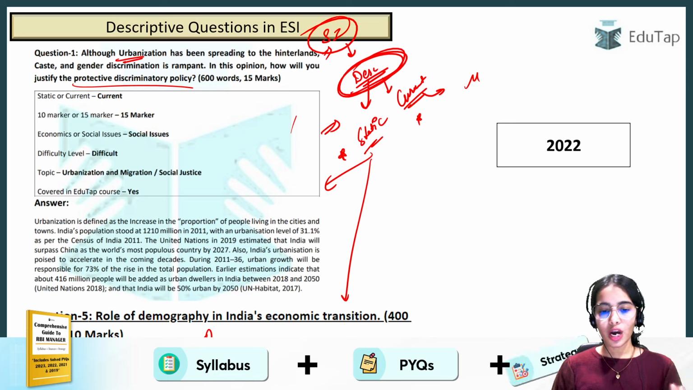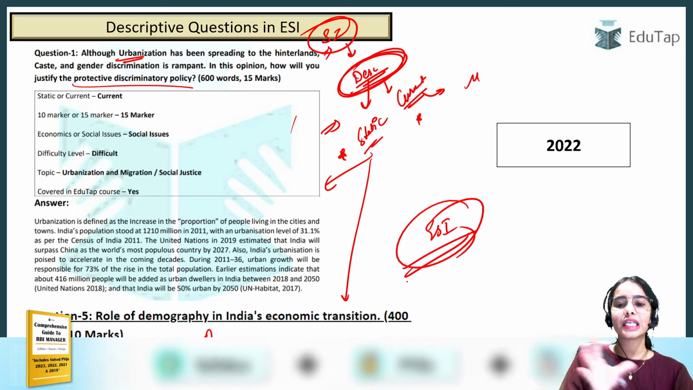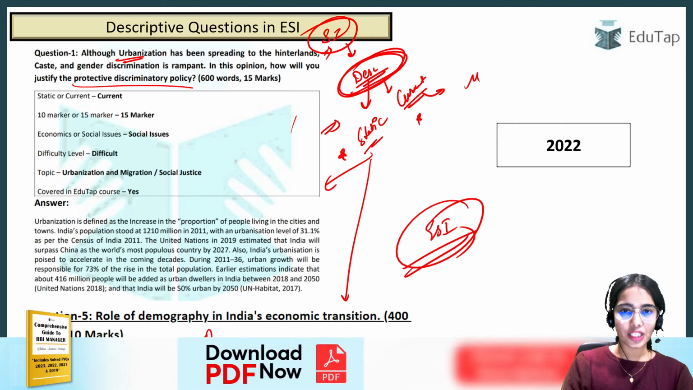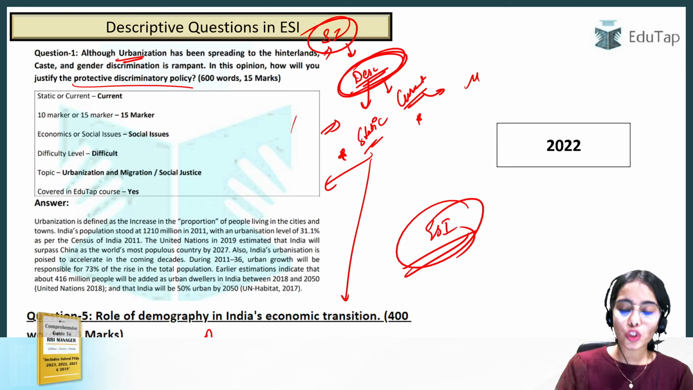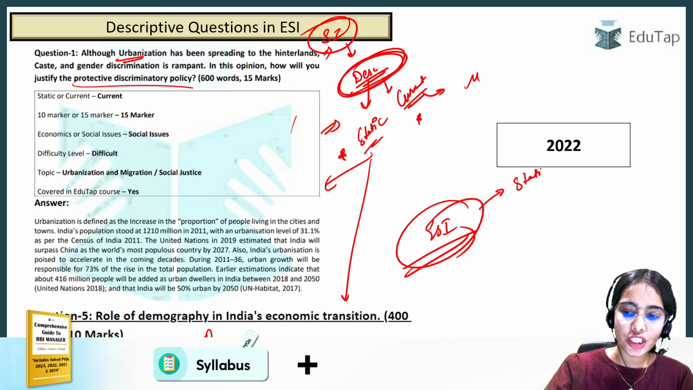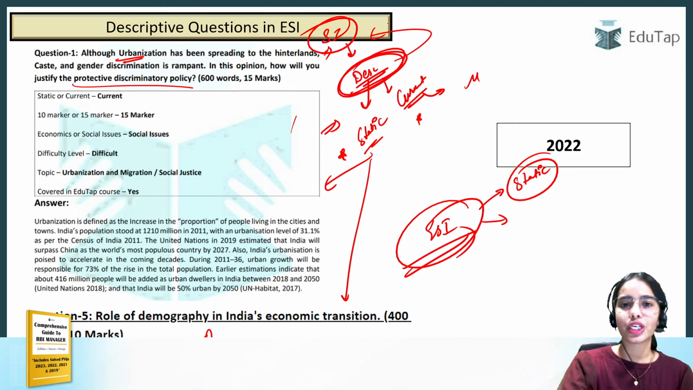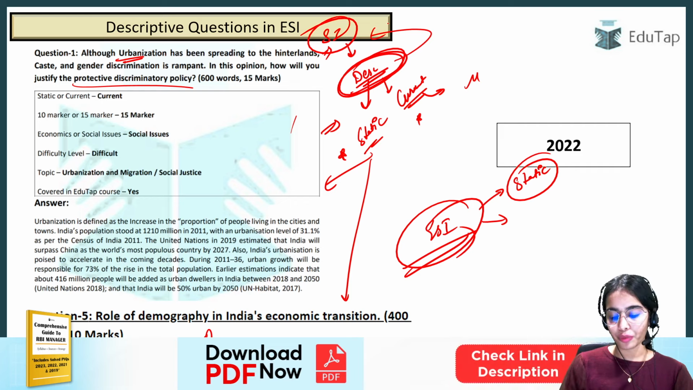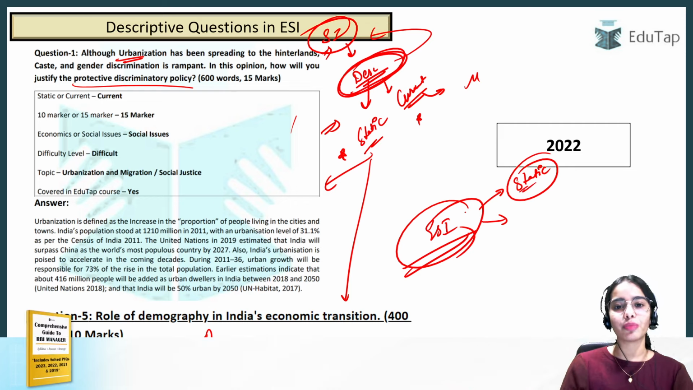So I was trying to give you the strategy for ESI. I hope you have understood the basic strategy of ESI, the basic understanding of the syllabus, how to approach it, the important chapters from the static point of view, and the important chapters from the descriptive point of view. The social issues chapters are very important from the descriptive point of view, and the static chapters are also important from the descriptive point of view.